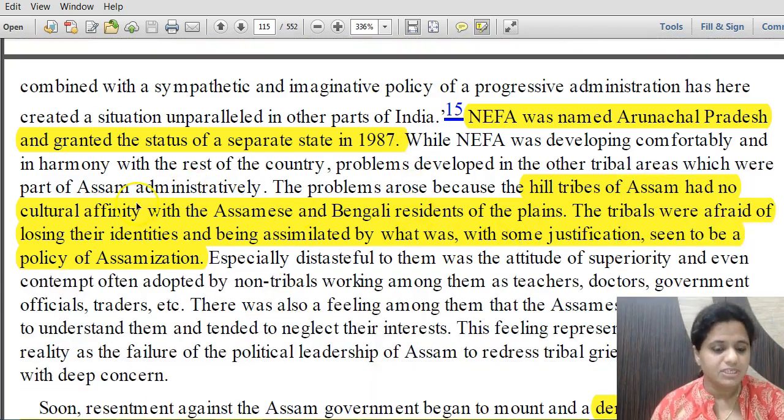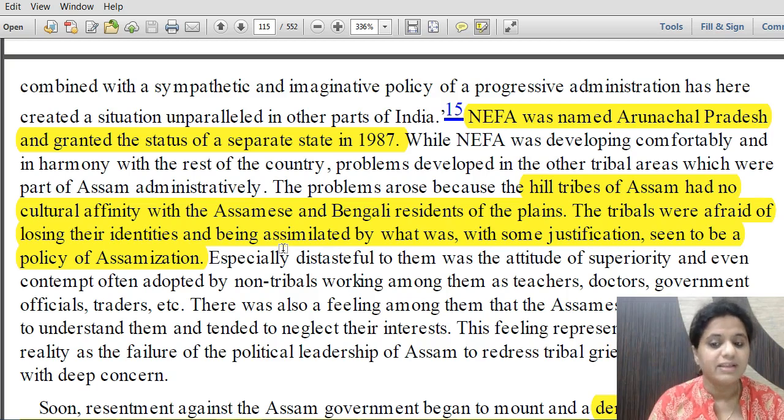Then the hill tribes of Assam, which had no cultural affinity with the Assamese and Bengali residents of the plains, also faced a problem, because tribals were afraid of losing their identity and being assimilated by what was, with some justification, seen to be a policy of Assamization. So this was also being seen as a problem in Assam. NEFA was developing comfortably in harmony with the rest of the country, but in other tribal areas of Assam, problems emerged. So plains people and people living in the hills of Assam had differences. If they are combined together, then they lose their identity, as the population in the plains was dominant.